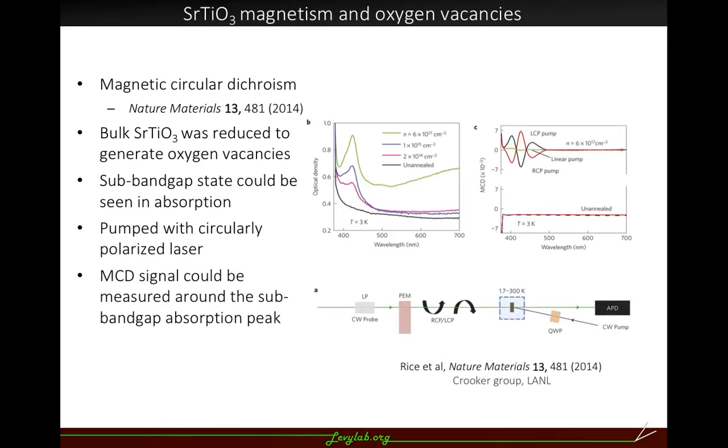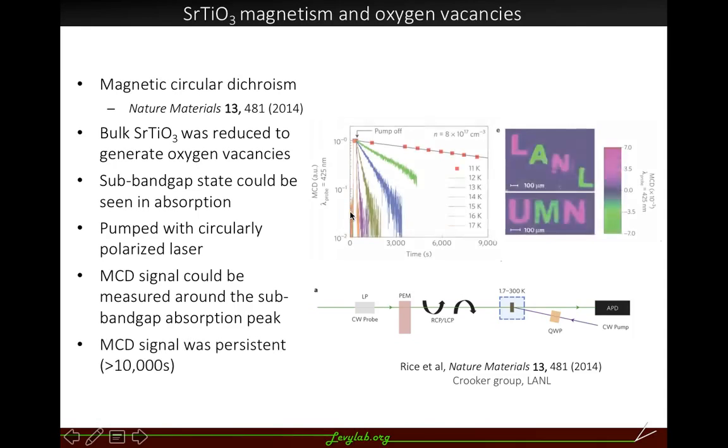And then they pumped a circularly polarized laser onto this bulk STO and found a huge MCD signal around this absorption peak of oxygen. It has a pretty long lifetime, and even after the pump was turned off, it's still persistent for up to like 10,000 seconds. This is a pattern they created with a pump laser, and after they shut off the pump, they can image that with the MCD signal. Those are MCD signals with different signs that they can image.